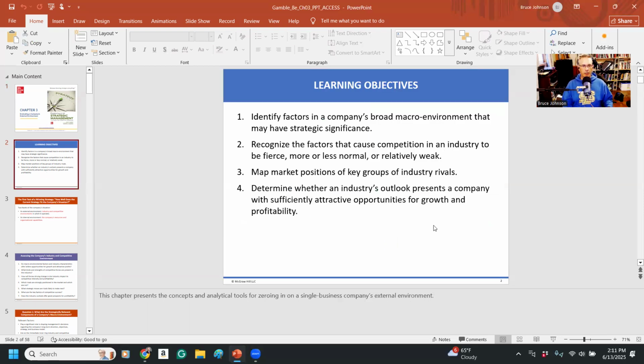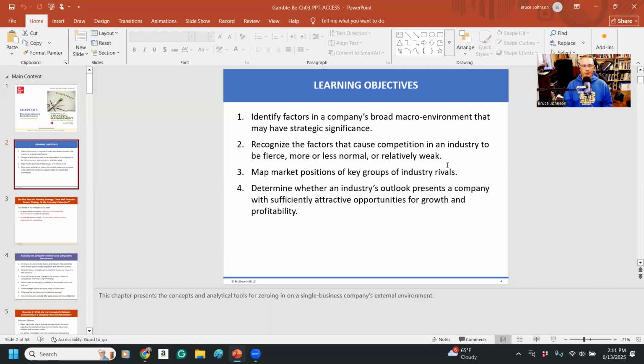Some of our learning objectives: identify factors in a company's broad macro environment that may have strategic significance. Think PESTEL: the political, the economic, the sociological, technological, environmental, and legal. I think that's all of them. Those are the factors that we're monitoring and watching, and that does not include the Porter's five forces portion, which is direct competition. I think later on there's a diagram that helps you understand it a little better.